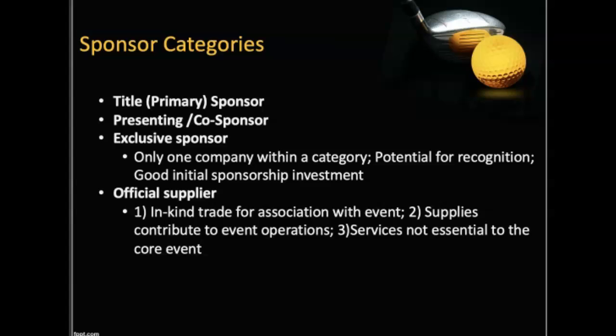Exclusive sponsor means only one company in that category is able to become the sponsor. They have the potential for recognition. They will also become a very good initial sponsorship involvement. And the last category of sponsorship is called official supplier. Official supplier means we are able to collaborate with multiple businesses in these industries. For instance, food service, we can collaborate with 3 or 4 local restaurants. They're able to provide food to these events. They're able to sell at these events.